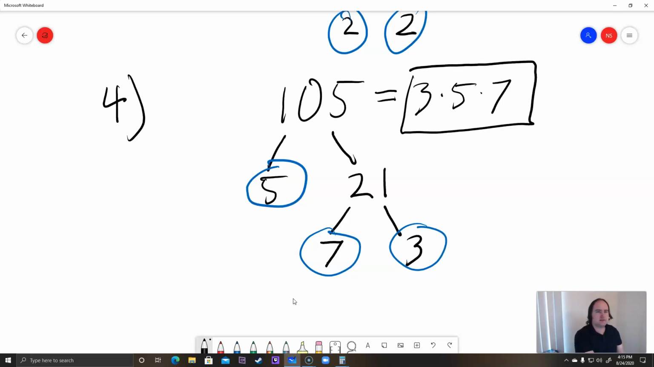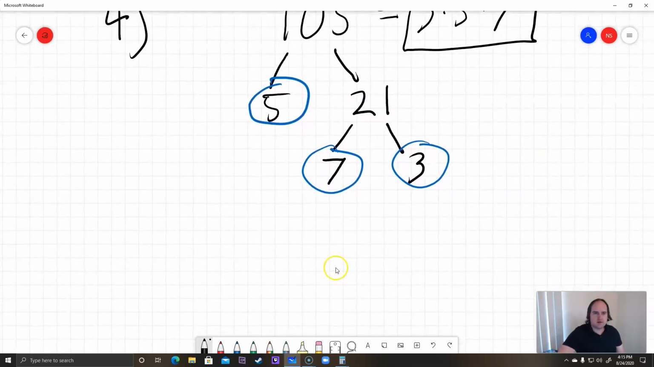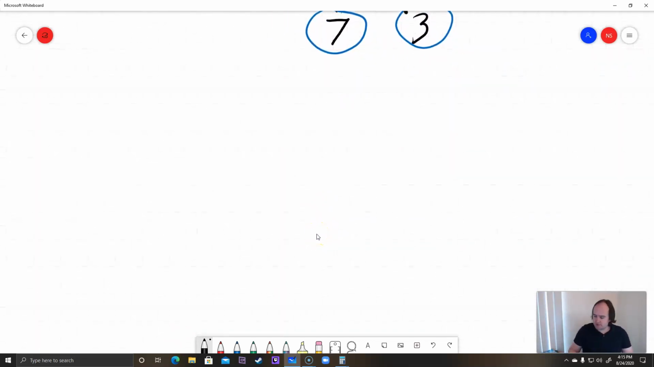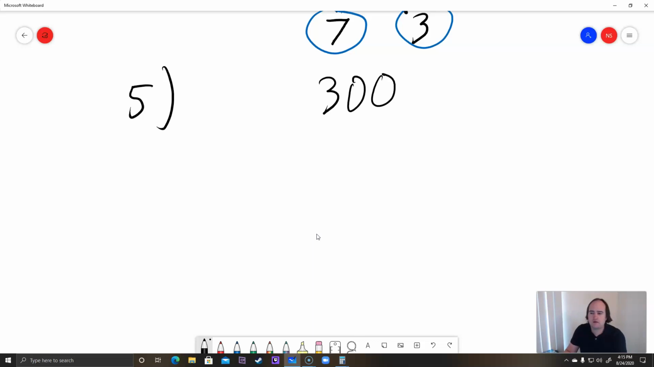Alright, so I wanted to skip ahead to probably one of the harder ones. Most people don't find these that challenging though. I just wanted to do one more just to make sure we can deal with big numbers. So example number 5 of finding a prime factorization. For this one we want to find the prime factorization of 300.